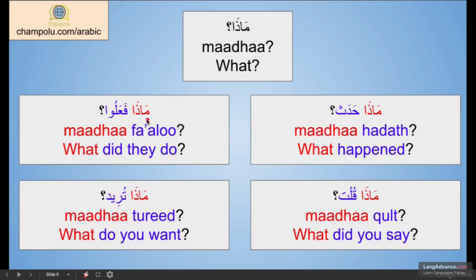Or ماذا فعلوا? What did they do? You can say also something like ماذا قلت? What did you say? Or ماذا تريد? What do you want? So you notice that in examples like these, the thing that we're asking about is the object, because with ماذا تريد, it's like I want something. So the question is about this thing that we want, so that's why we use ماذا for these examples here.